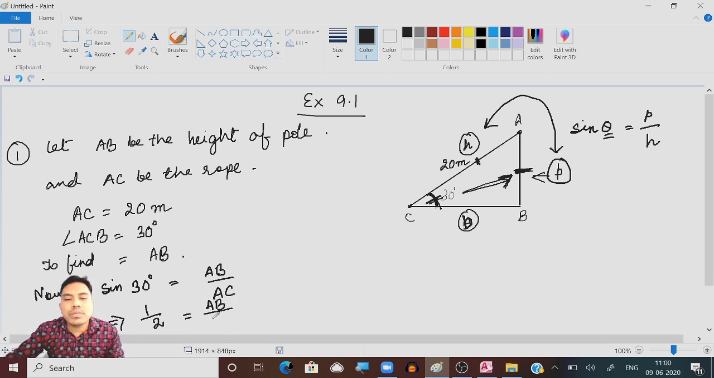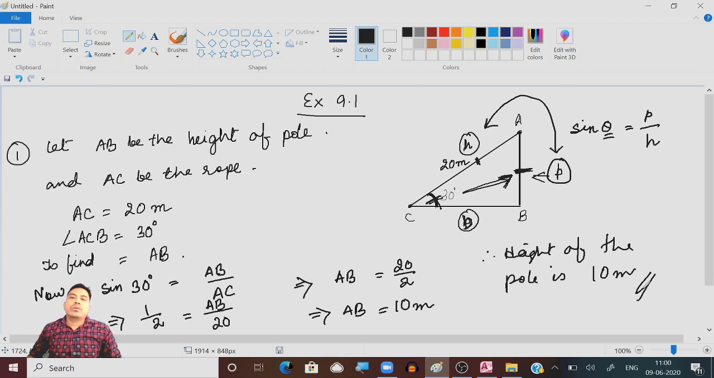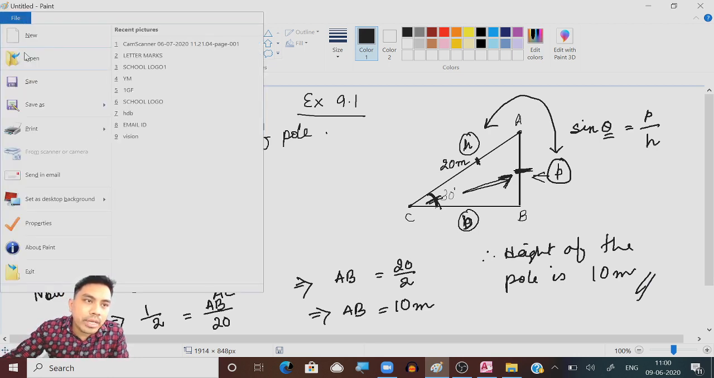We have to find AB, and AC is given as 20 meters. Now cross multiply it. AB will be equal to 20 by 2, and we got AB as 10 meters. So directly we came to know that the height of the pole is 10 meters. So this is the answer. Is it clear? Pause it for a while and copy the solution. Till then we'll be doing the next one.